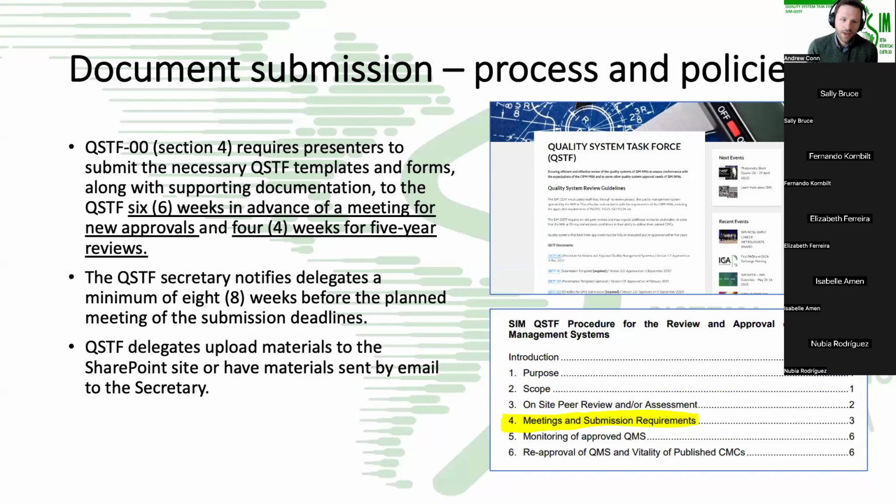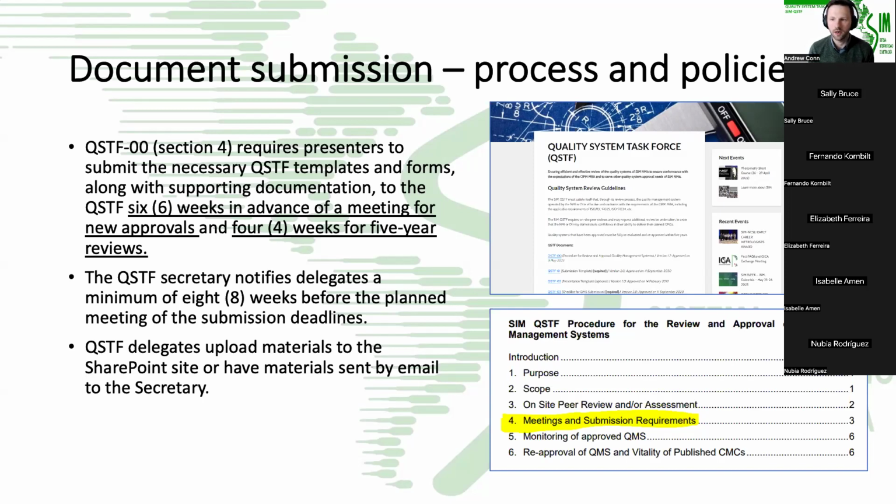As you heard from others today, QSTF-00 outlines procedures and policy or procedural processes for the QSTF. Section 4 defines the meeting and submission requirements. You heard from Isabel earlier that for new quality management systems that have not received approval from the QSTF in the past, those documents need to be submitted to the Quality System Task Force 6 weeks in advance of a meeting. For those seeking the 5-year renewal, the requirement is that they be submitted 4 weeks in advance. I, as the QSTF Secretary, will notify delegates of a planned meeting a minimum of 8 weeks before.